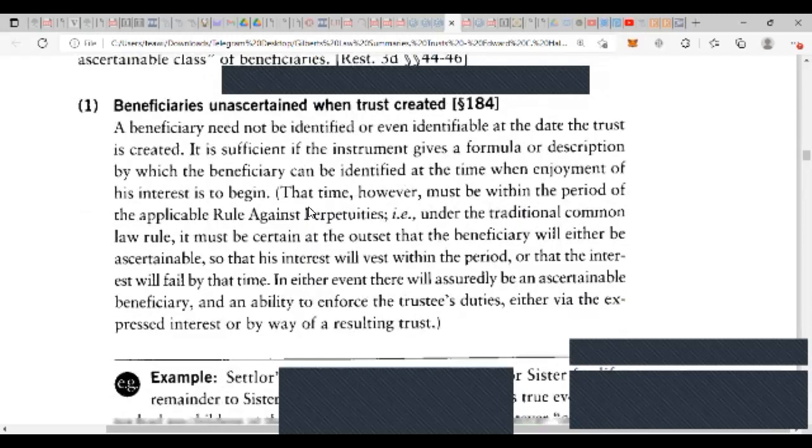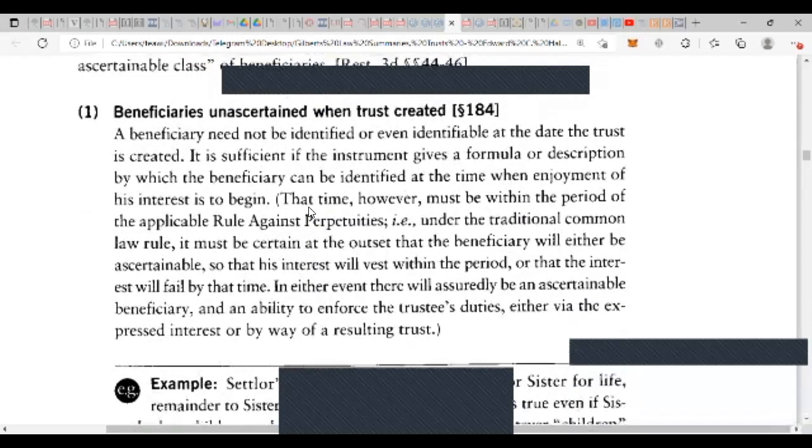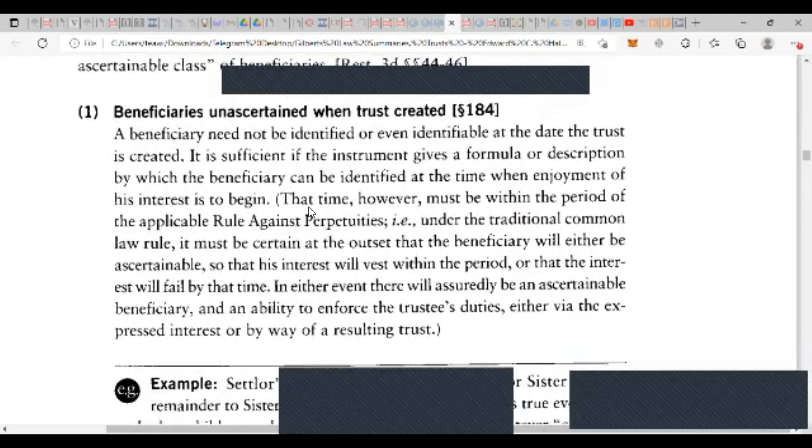Number 1, beneficiaries unascertained when trust created. A beneficiary need not be identified or even identifiable at the date the trust is created. It is sufficient if the instrument gives a formula or description by which the beneficiary can be identified at the time when enjoyment of his interest is to begin. That time, however, must be within the period of the applicable rule against perpetuities, i.e. under the traditional common law rule.